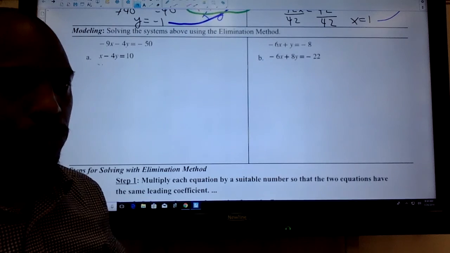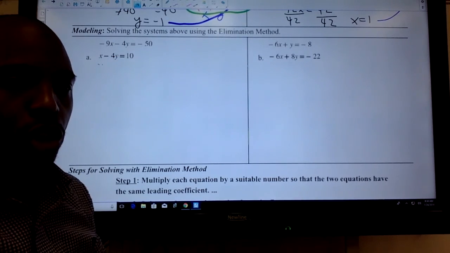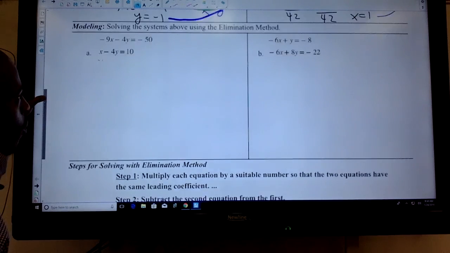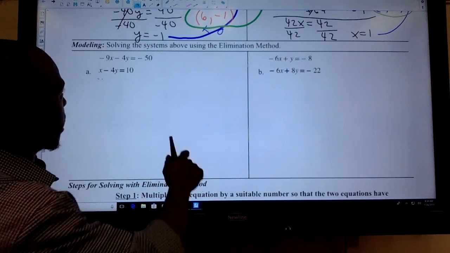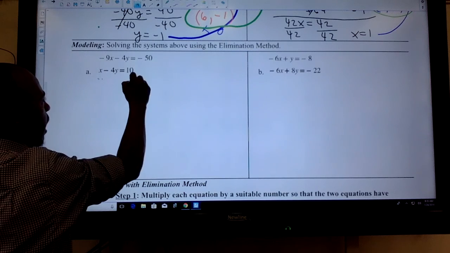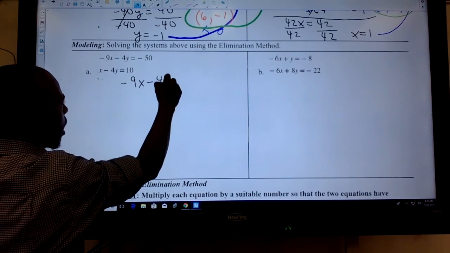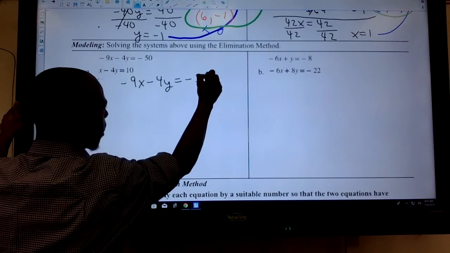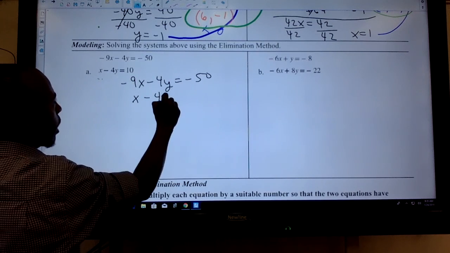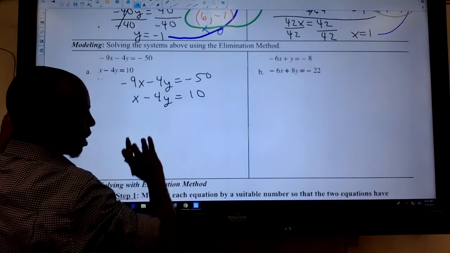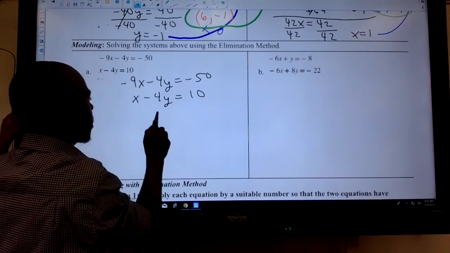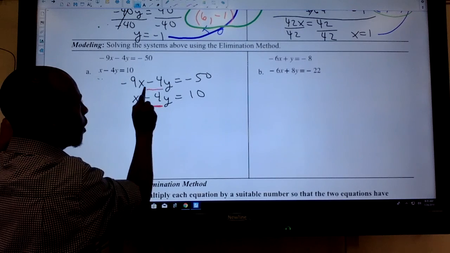So let me rewrite the problem so you can see. I'm going to write both of the equations, and I'm going to show you what the second step looks like, which tells us to subtract the second equation. Negative 9x minus 4y equals negative 50, right? I'm not changing anything. That's the same as the first one up there. x minus 4y is equal to 10, right? Didn't change anything. Look here, this is beautiful. They both have the same leading coefficient, negative 4, negative 4.